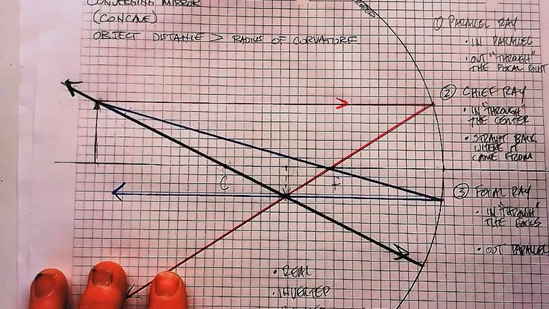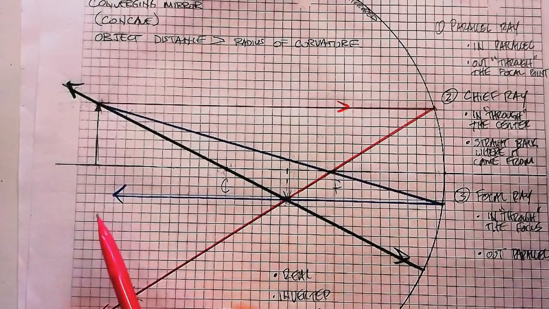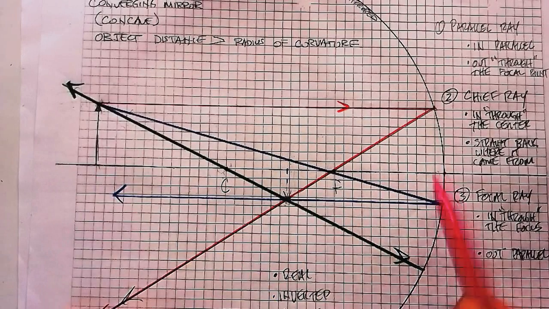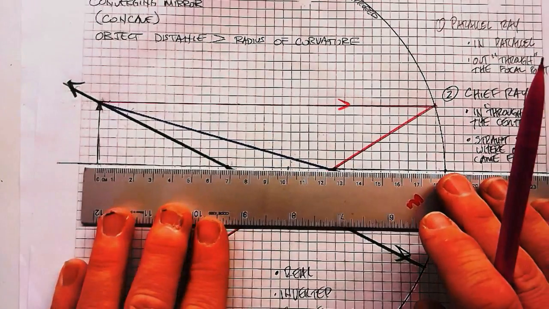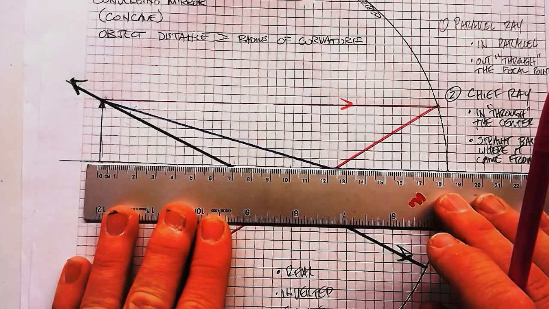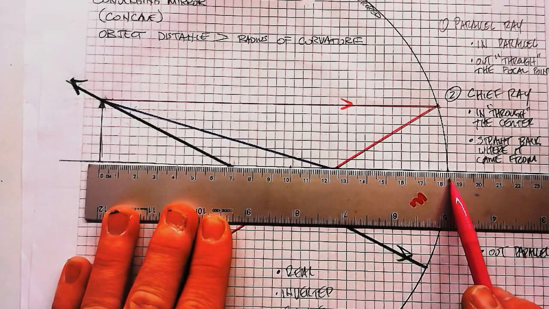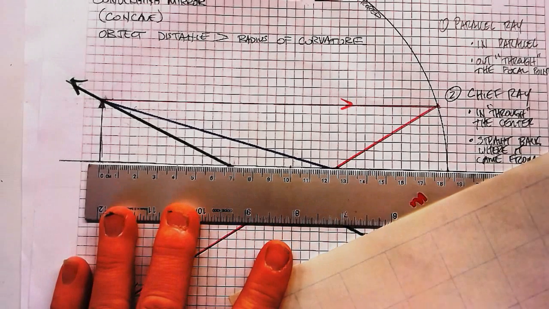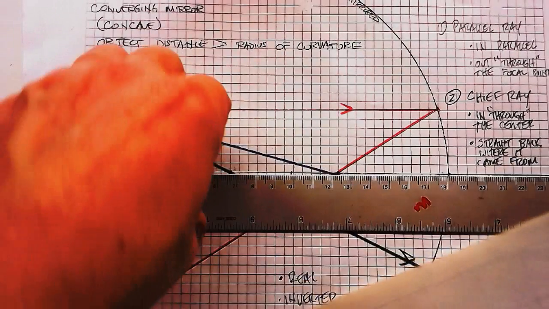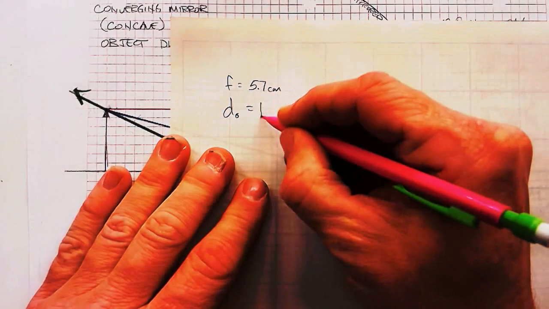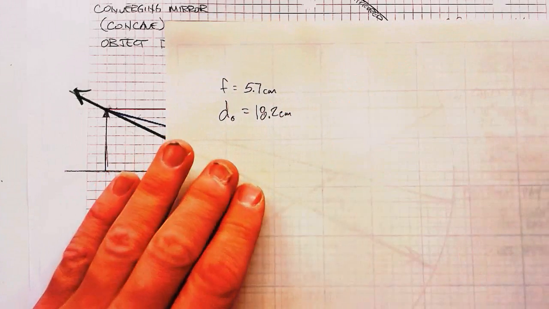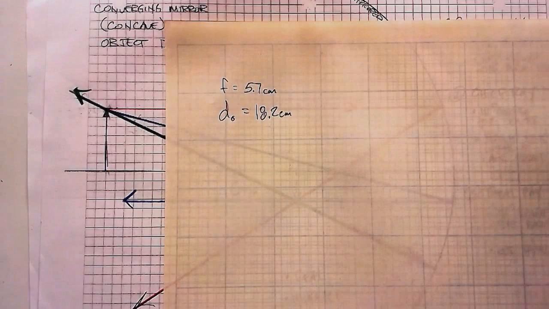What would be our object distance? Your object distance is the distance along the axis from your object to the center of the mirror. So in our case, call it 18.2. So the object distance is 18.2 centimeters. This is one of the only situations in physics where working in centimeters is okay. We just keep everything in centimeters.